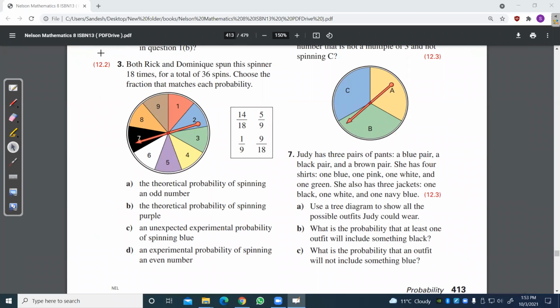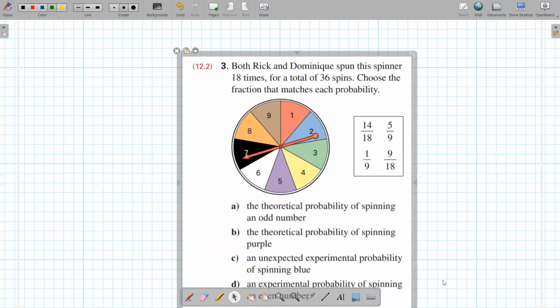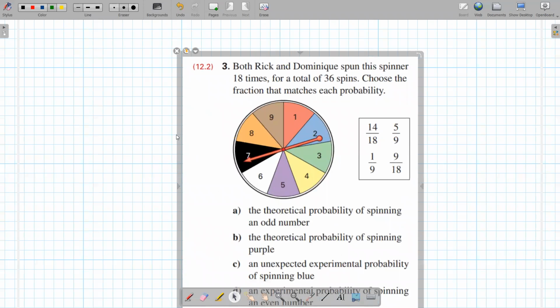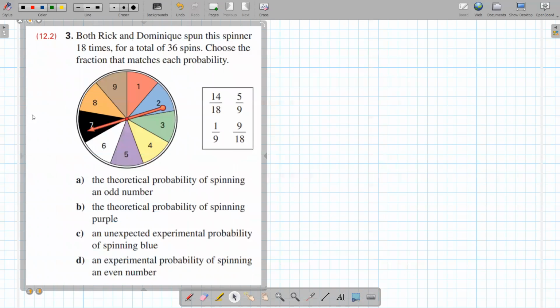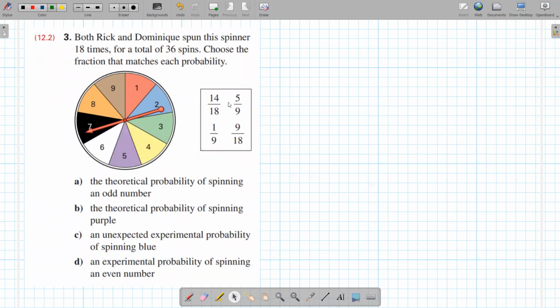So they spun this 36 times. There are 9 numbers. Part A is asking you, it's gonna be one of these. It's just options, so one of the answers up there is gonna be right. The theoretical probability of spinning an odd number.